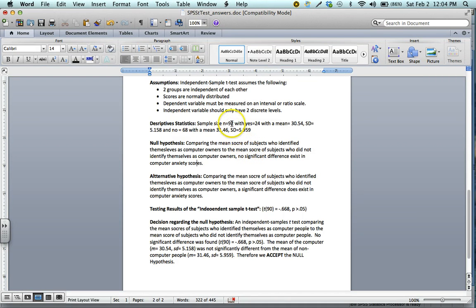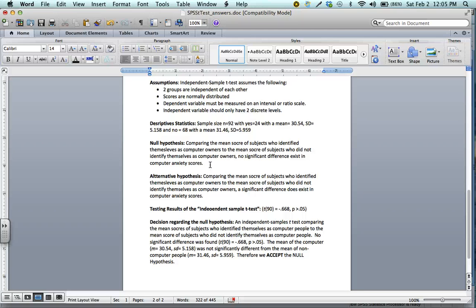The descriptive statistics here: n was equal to 92. That was our sample size, with 24 yeses, with a mean of 30.54 and a standard deviation of 5.158. And we had a no equal to 68 with a mean of 31.46 and a standard deviation of 5.959. Our null hypothesis was comparing the mean scores of subjects who identified themselves as computer owners to the mean score of subjects who did not identify themselves as computer owners. No significant difference existed in computer anxiety scores.